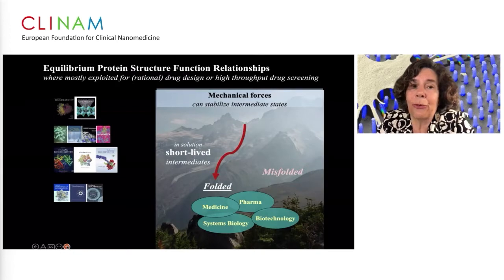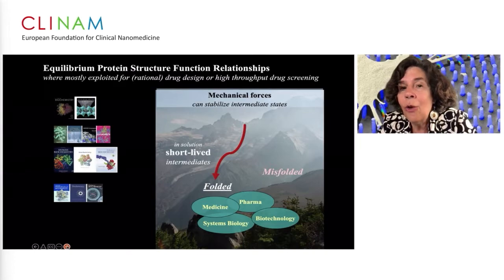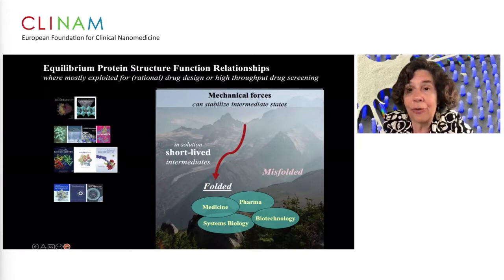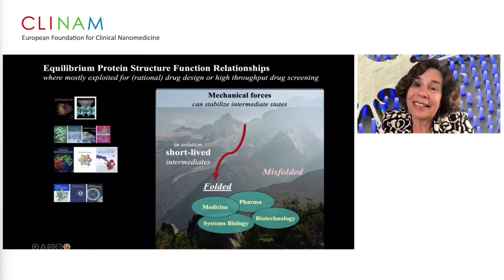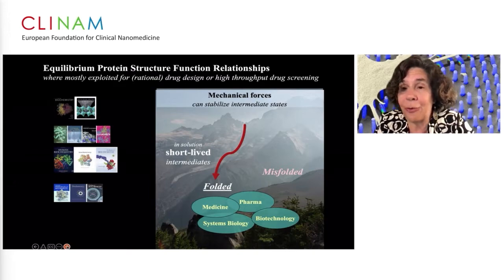So mostly we've exploited, either for the rational drug design or for high throughput drug screening efforts, the equilibrium structures of proteins. We learned so much about the structure of proteins from textbooks, and you see many beautiful examples on the left. Yet these high resolution structures are all equilibrium structures, either derived from X-ray or from NMR.